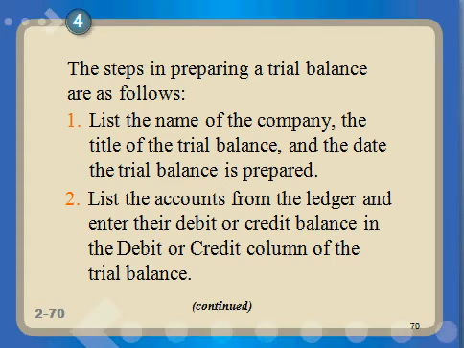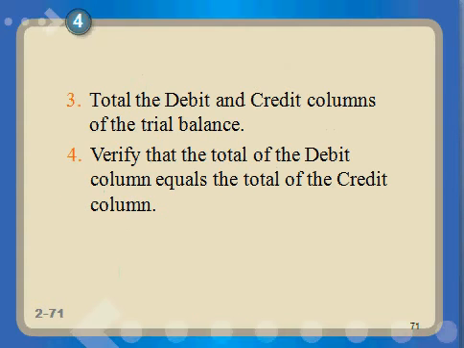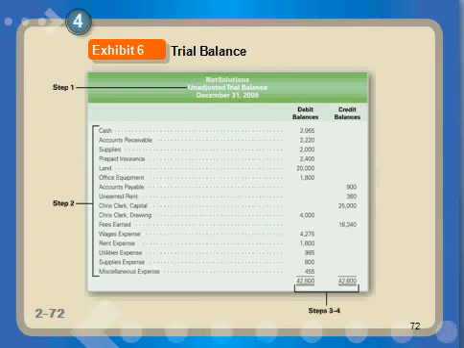Then, like I said, in your column to your left, you list your accounts, and then you list the balances, either debit or credit, in the appropriate debit and credit columns. And then we total up the debit columns and total up the credit columns and verify that our debits equal our credits. Now this is what your typical trial balance would look like.